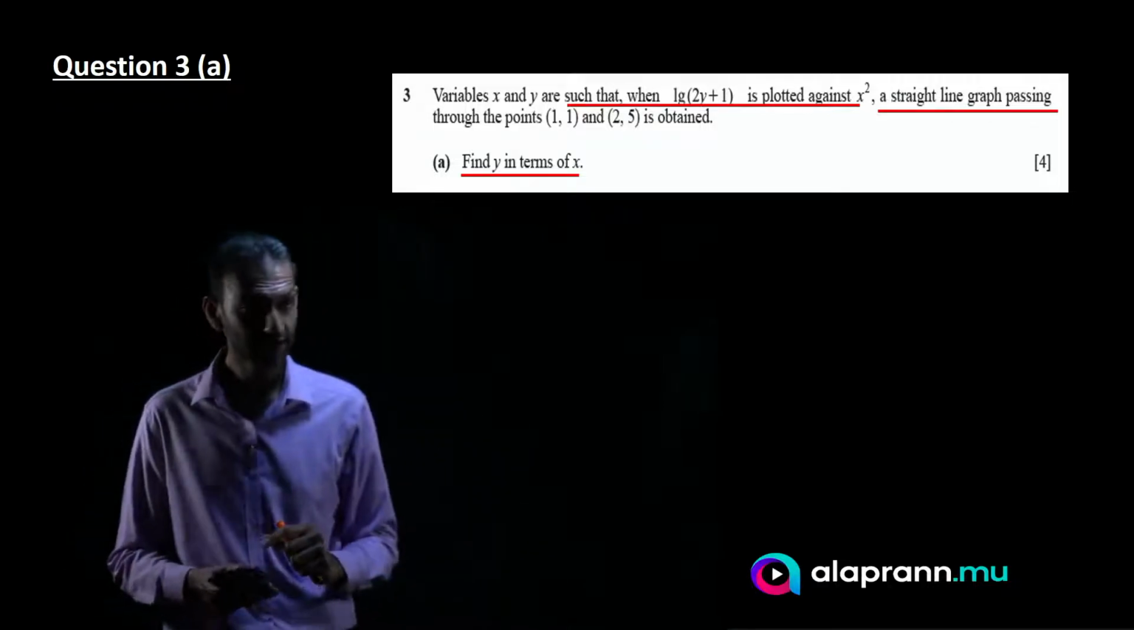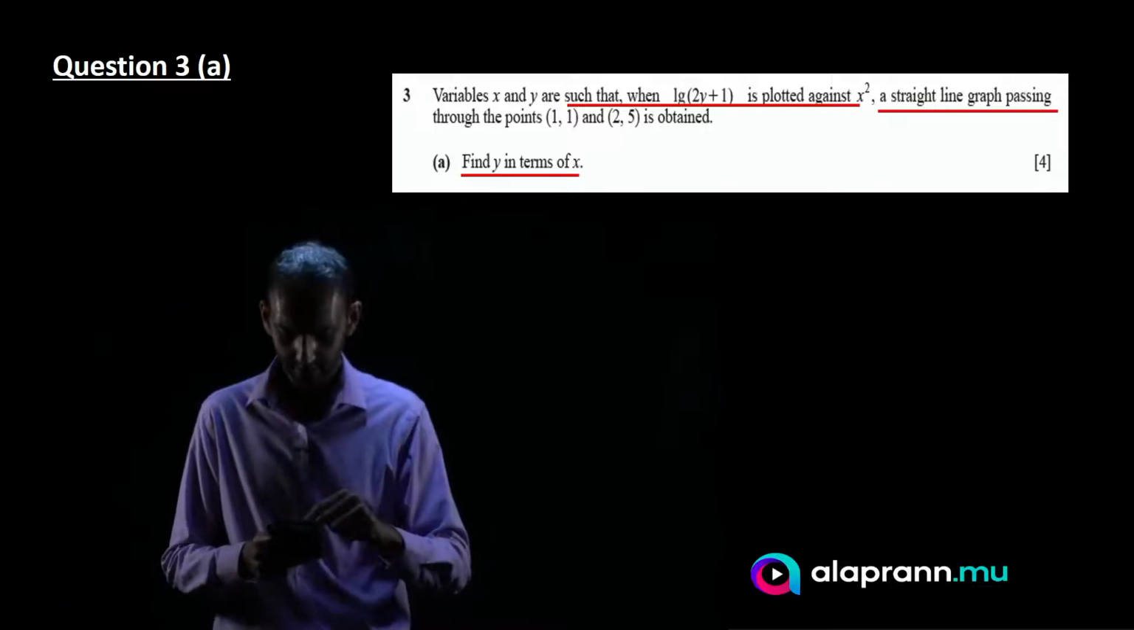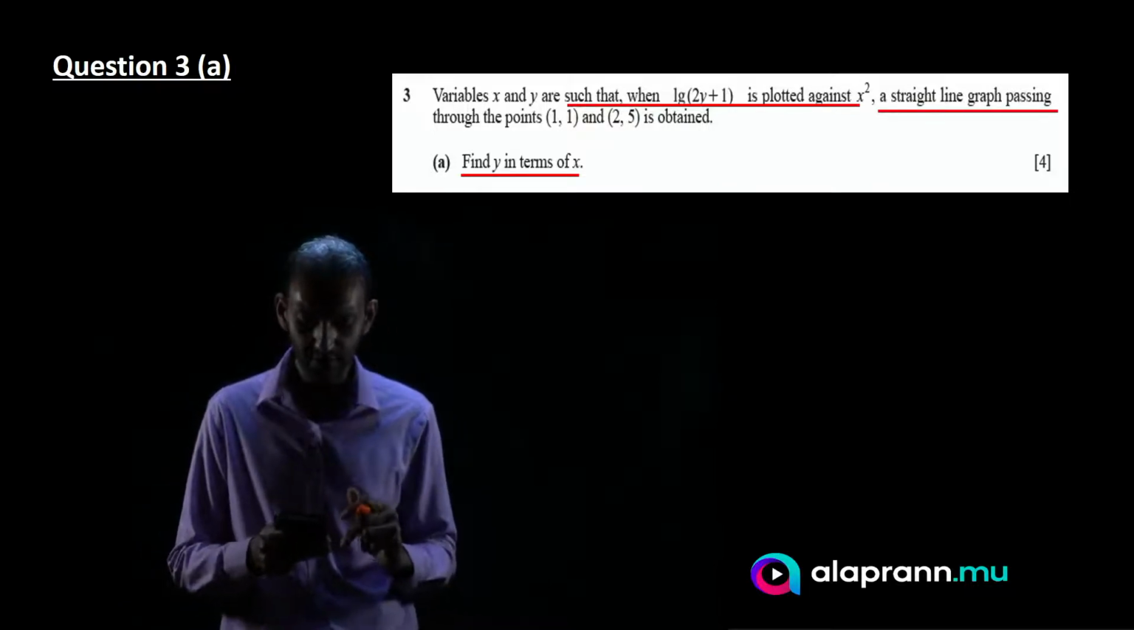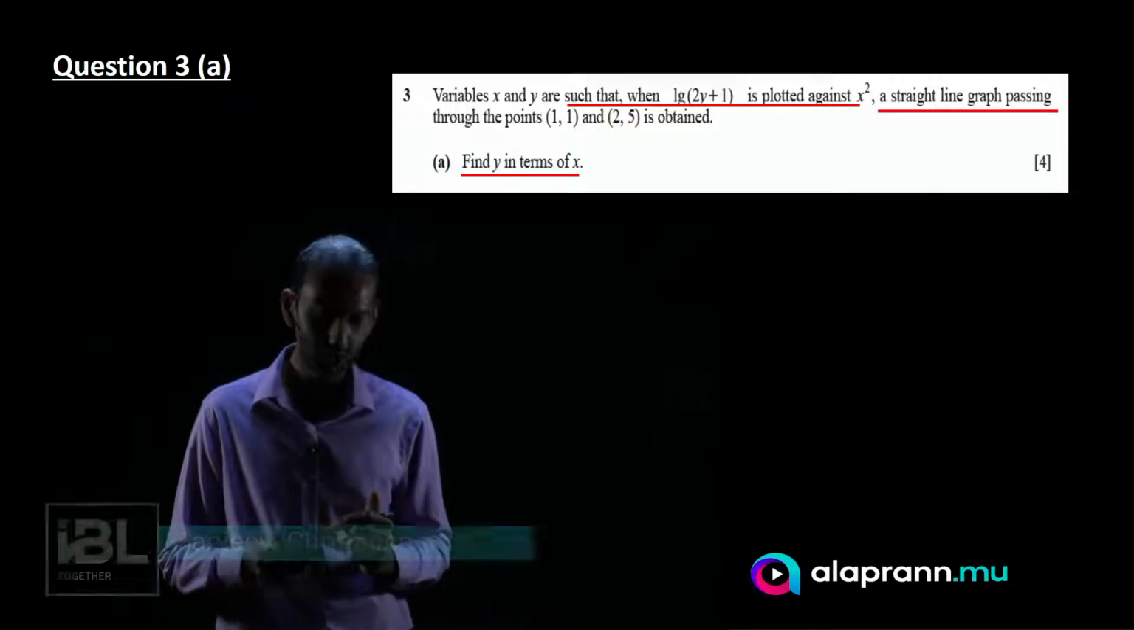The third question is related to linear law. The variables x and y are such that log of 2y plus 1 to base 10 is plotted against x squared. A straight line graph passing through the points (1, 1) and (2, 5) is obtained. Find y in terms of x.